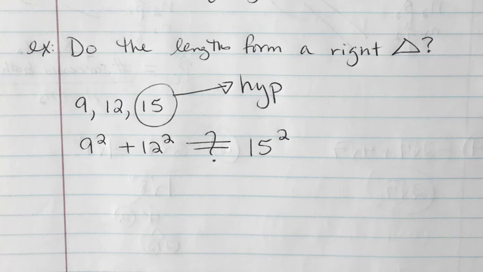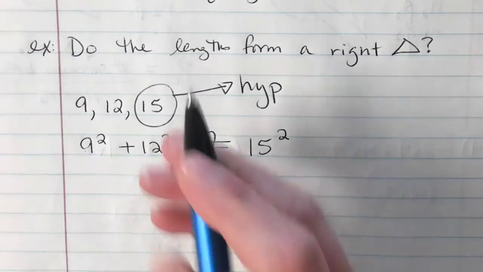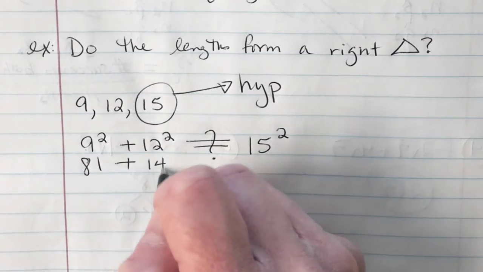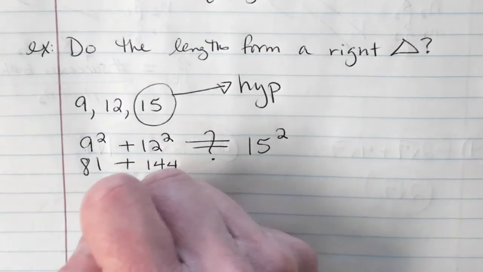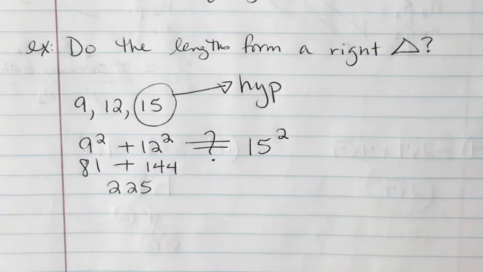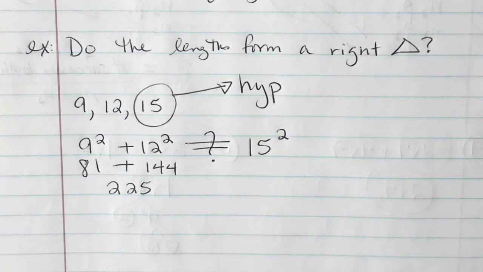So I will gladly be your calculator. 9 squared, that's 81. 12 squared, 144. 81 plus 144 is 225. I'm just squaring the values. 9 squared, 9 times 9. 12 squared, 12 times 12.